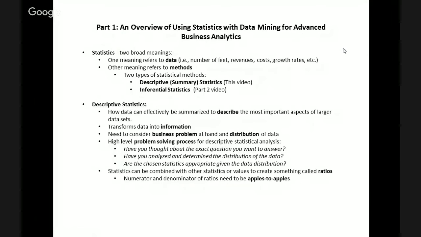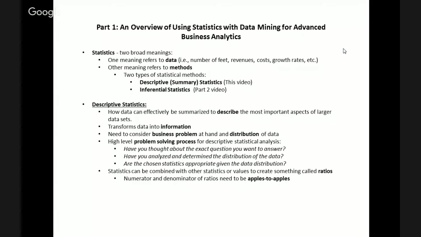Descriptive statistics is all about how data can be effectively summarized to describe important aspects of larger data sets. Typically, the data is turned into information by amassing all of these numerical details into a cohesive picture. Typical descriptive stats include summations, averages, medians, modes, rates, percentages, etc. And the different statistics that are chosen for an analysis should be chosen with a certain level of attention to detail to the specific business problem that we're analyzing, as well as to the distribution of data.